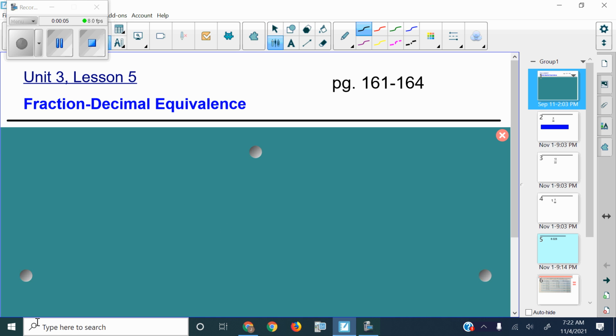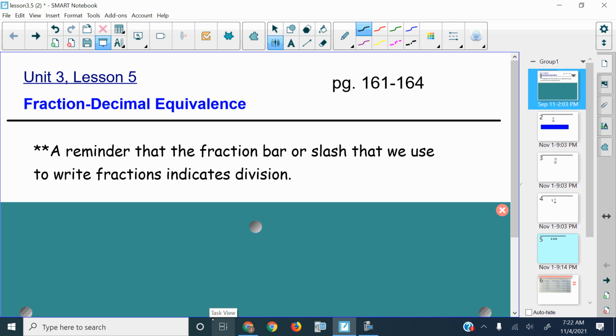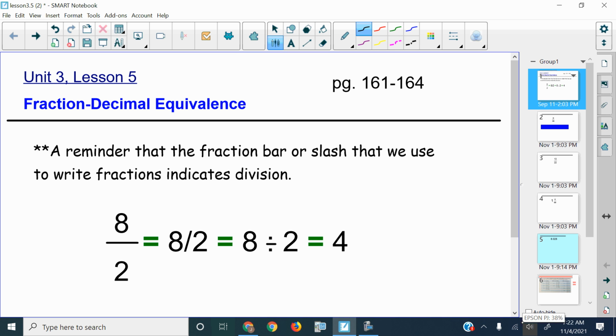Chapter 3, Lesson 5, talking about fractions being the same amount as decimals, being able to comfortably move between fractions and decimals back and forth. All right, so think about that. You've got the fraction bar or slash that indicates division. So it's numerator divided by denominator. In this case, 8 halves would be 8 divided by 2, which is 4. So the improper fraction 8 halves would be the same amount as 4.